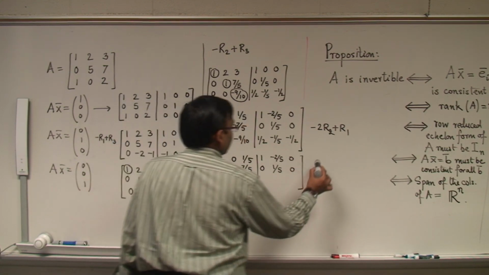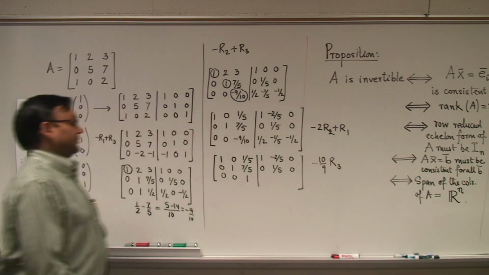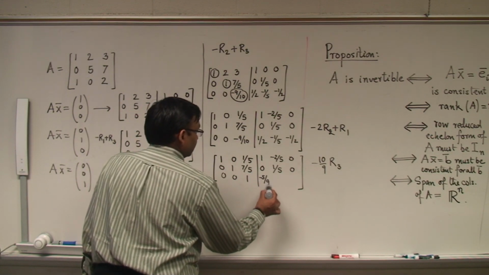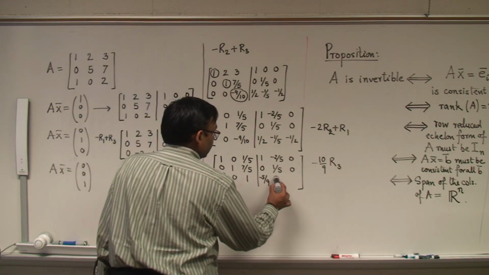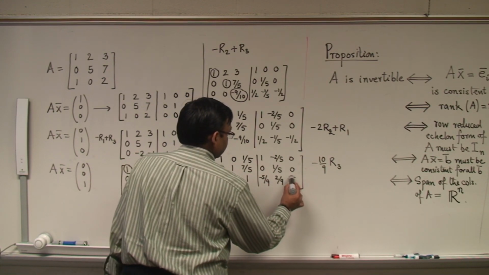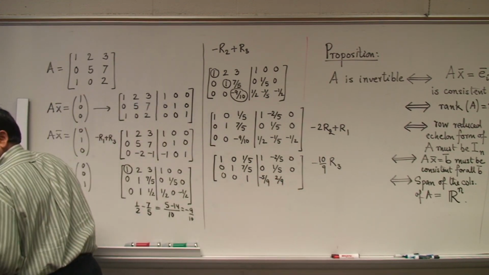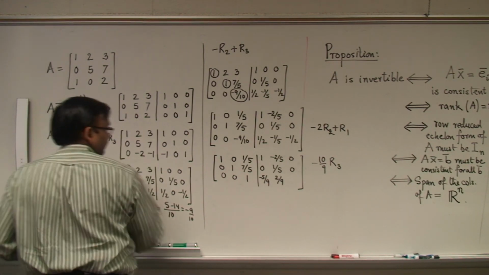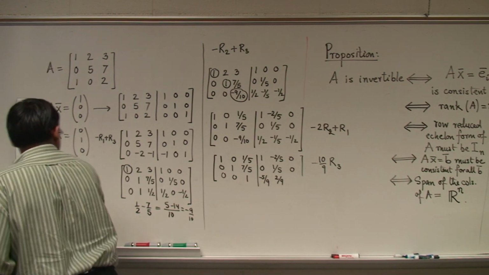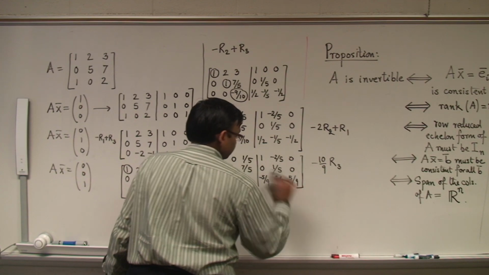So here's the operation that I'm performing. I'm multiplying the third row by negative 10 over 9. So if it is negative 10 over 9, this will be negative 5 over 9. This will be 2 over 9. And this will be again, will be 5 over 9.